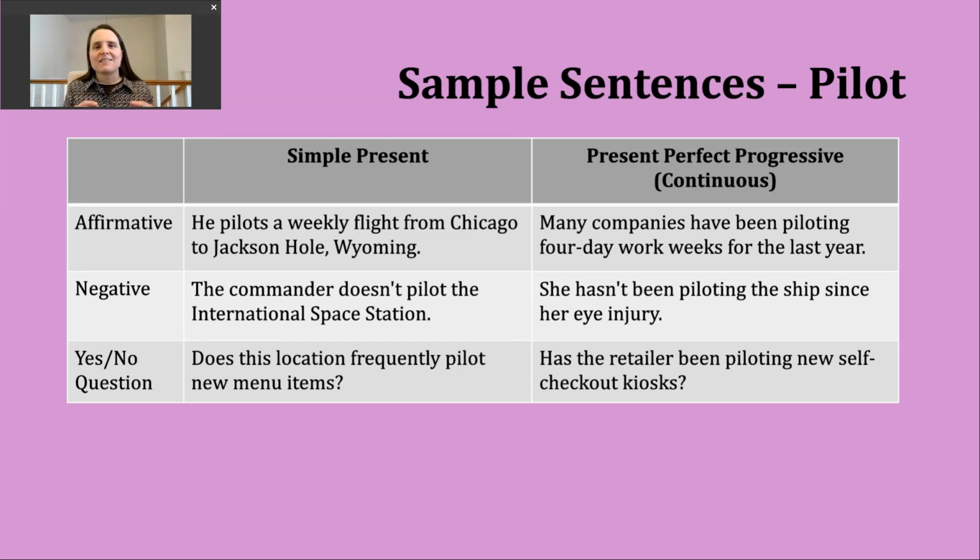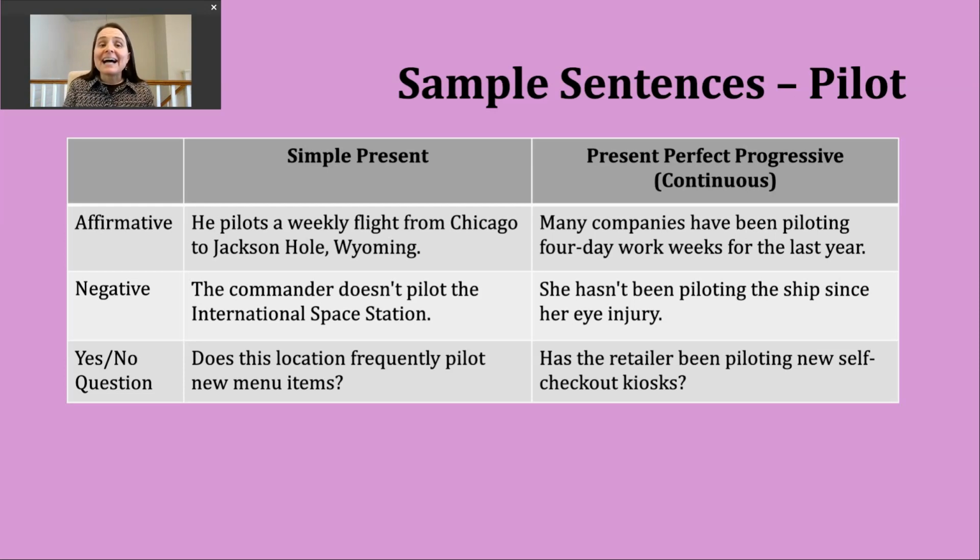The sort of tricky thing we have to remember about the simple present is to pay attention to our subject. If our subject is I, you, we, or they, we're just going to use this base form of the verb. We don't have to make any changes to the ending. But if our subject is he, she, or it, then we need to add an S to the end of the verb. You can see that in my example here. He pilots a weekly flight from Chicago to Jackson Hole, Wyoming. So here I'm describing somebody who has this particular habit or routine of flying from Chicago to Wyoming.